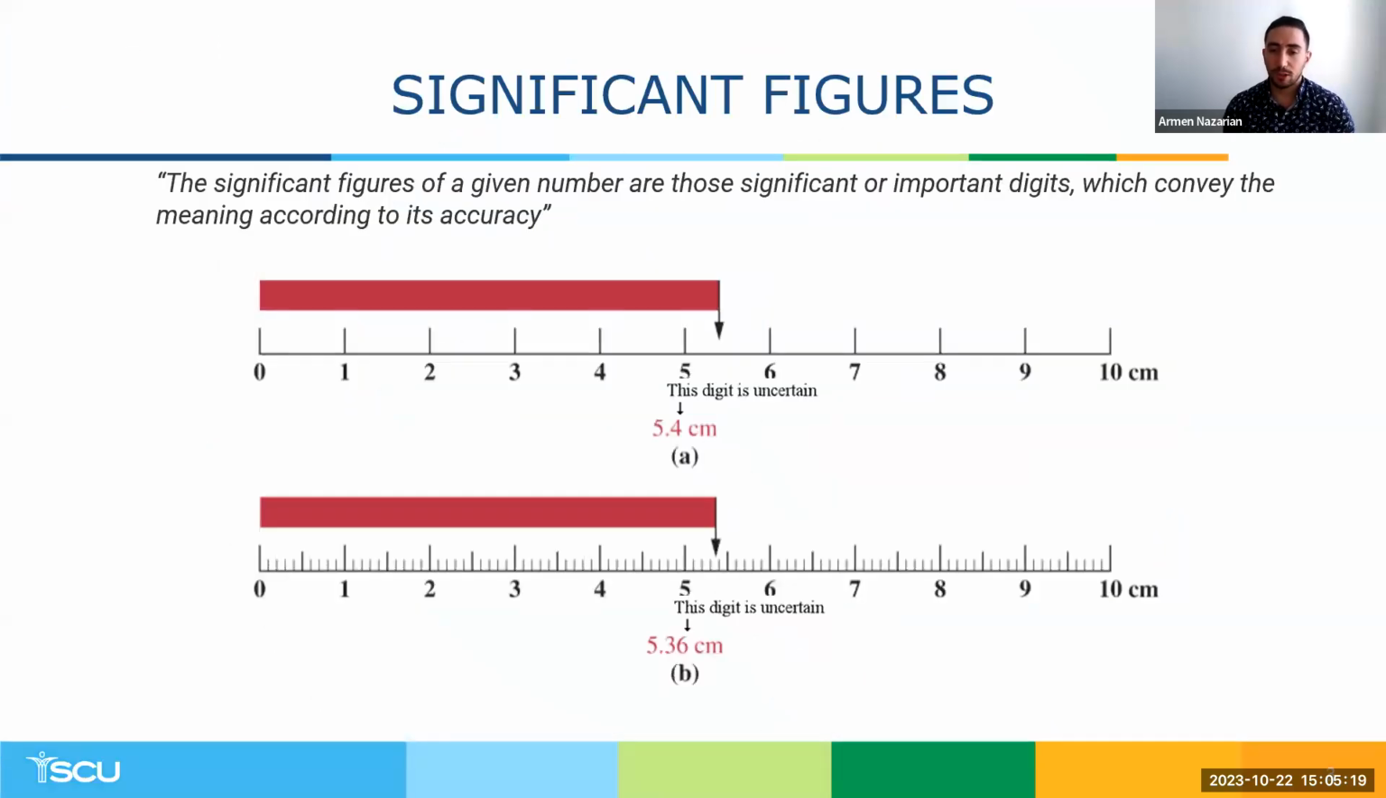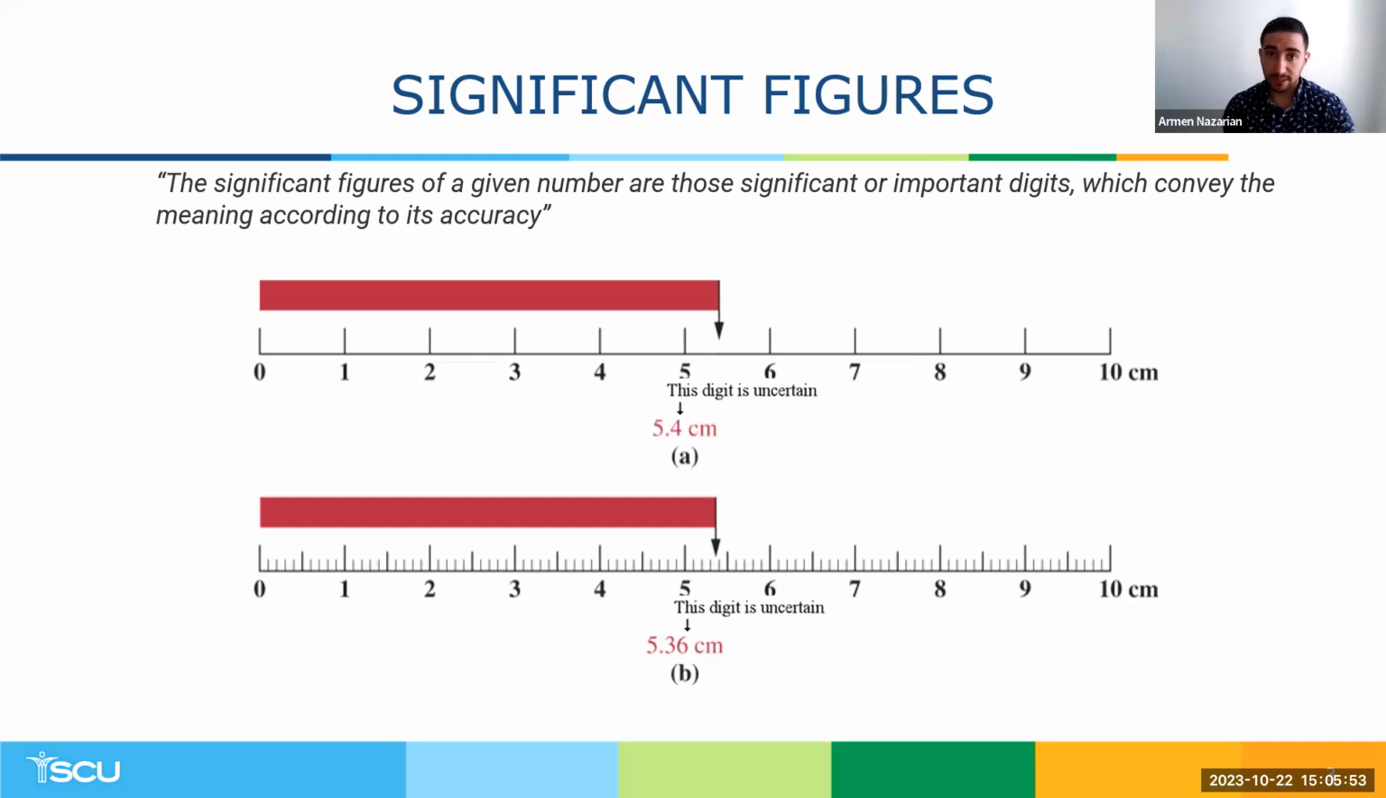Assume you need to measure the length of your wallet and you have two rulers to do so. If you use the ruler on top, you will get a less accurate reading because the ruler on the bottom has the finer graduations. On the top ruler, you can see that the reading lands between 5 and 6, but you'll have to estimate the second digit. On the bottom ruler, the reading lies between 5.3 and 5.4, and you have to estimate the third digit. So the more accurate your measuring device, the more significant figures you have.